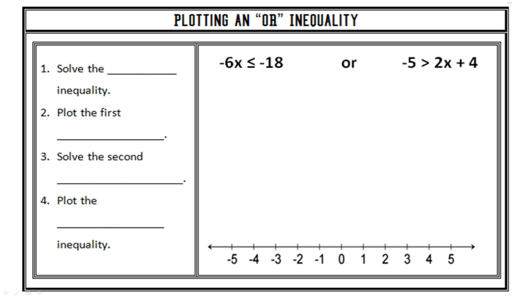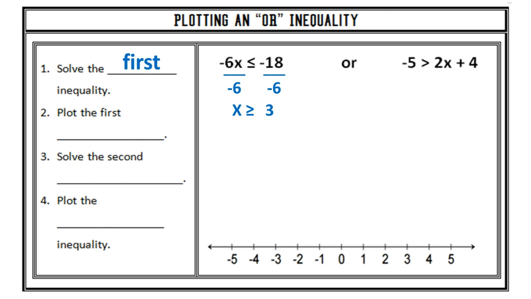Plotting a compound inequality is no different than plotting any inequality. You're just doing it twice. So the first step is going to be solve the first inequality. I have negative 6x is less than or equal to negative 18. What's happened to my variable? I'm multiplying by negative 6, so I'm going to divide both sides by negative 6. That's going to give me on the left, x is greater than or equal to positive 3.